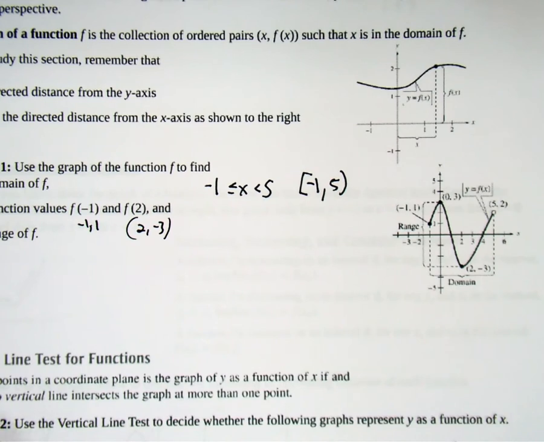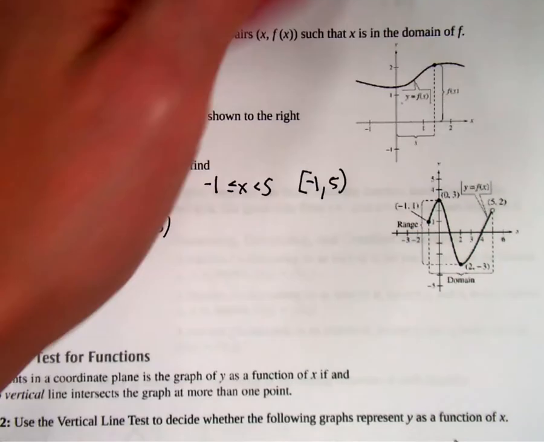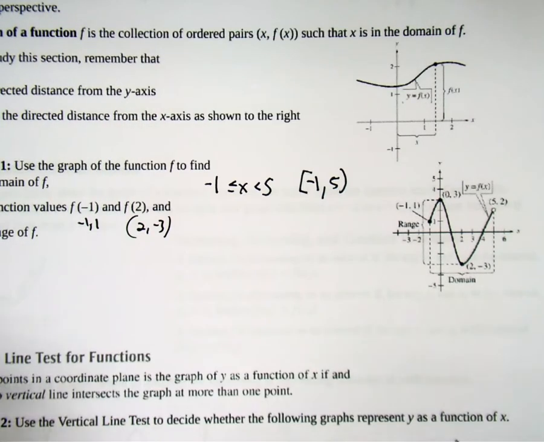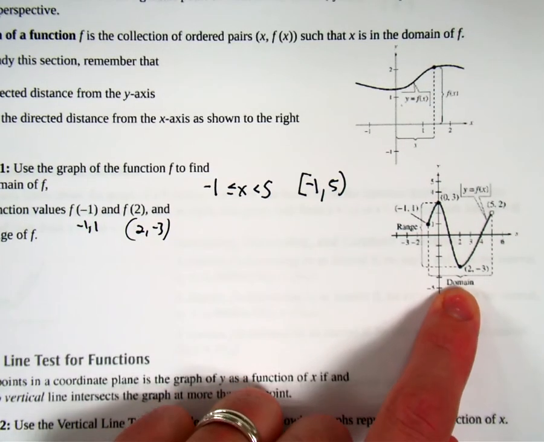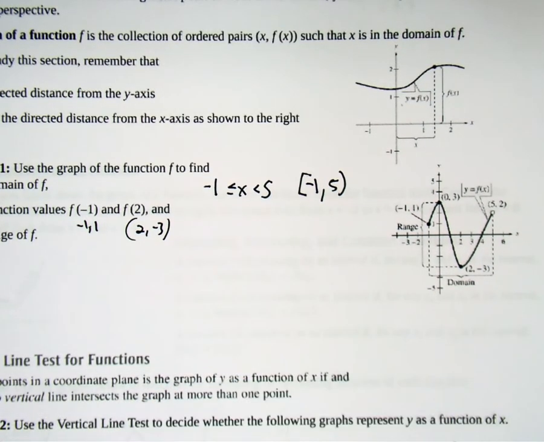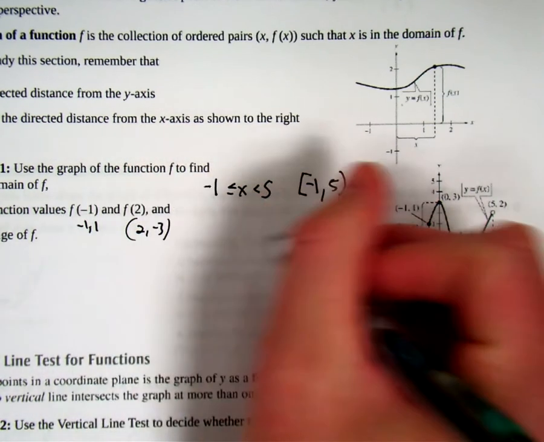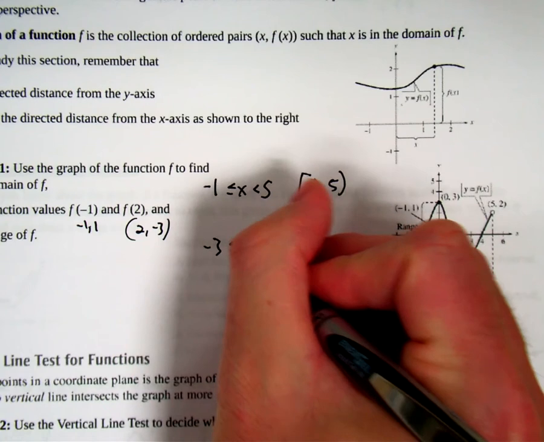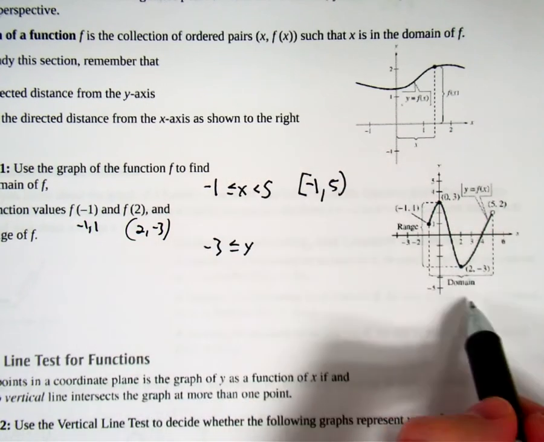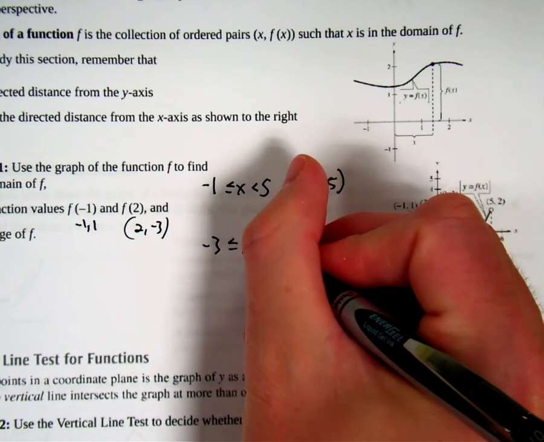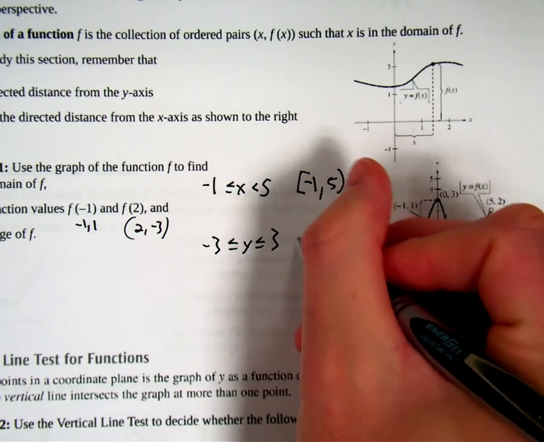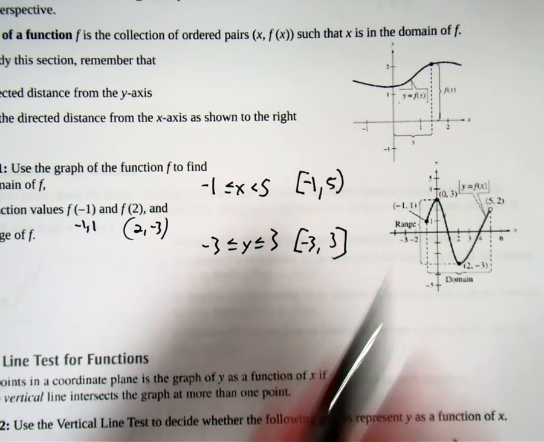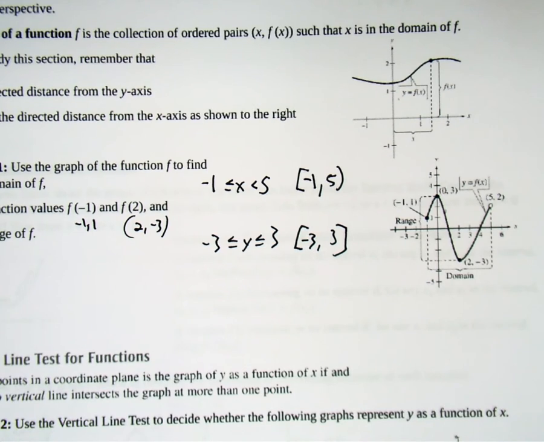And the range. Range is y values, up and down. So x is we go negative to positive, and range is we go negative to positive. What's the lowest we have? -3. That was a solid dot, so -3 less than or equal to y, all the way up to +3. Or if we went interval notation.